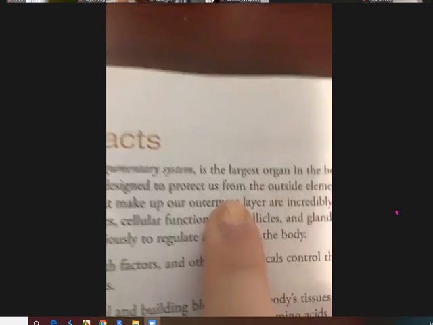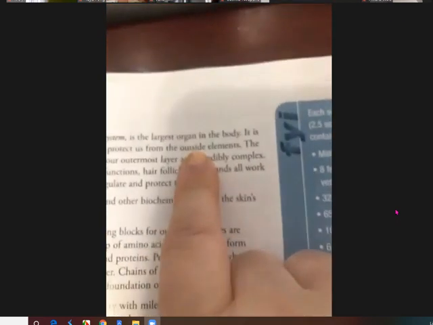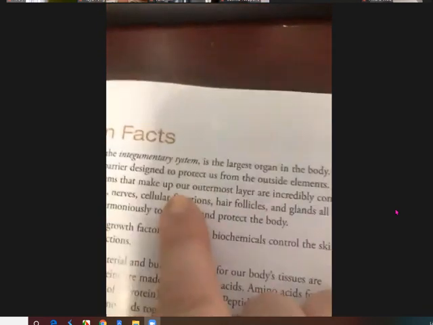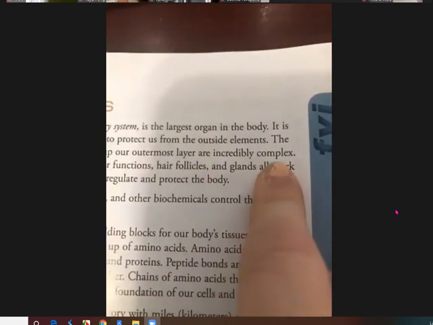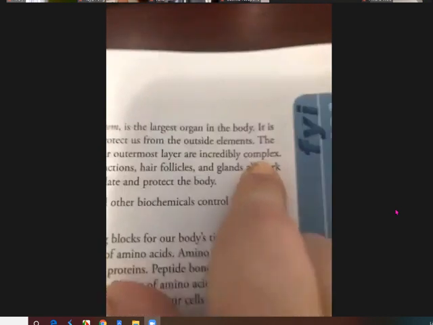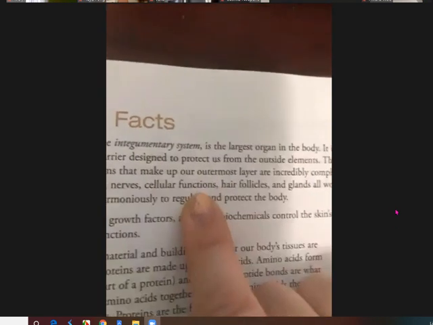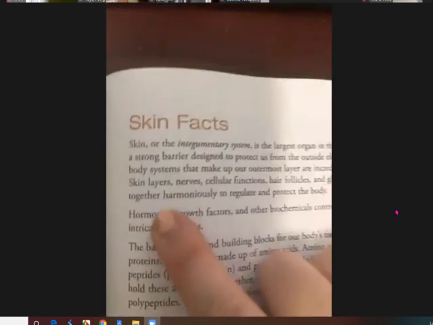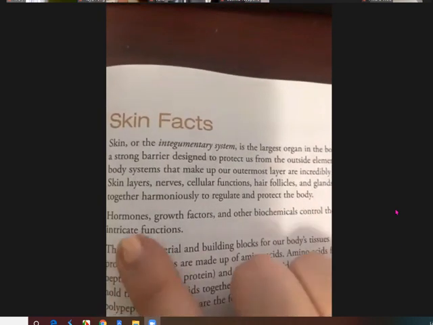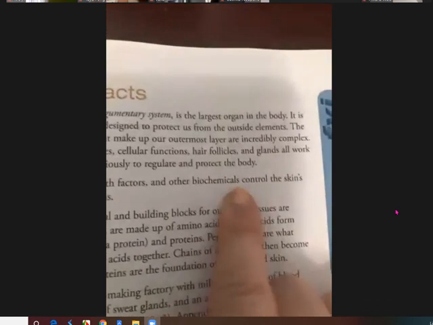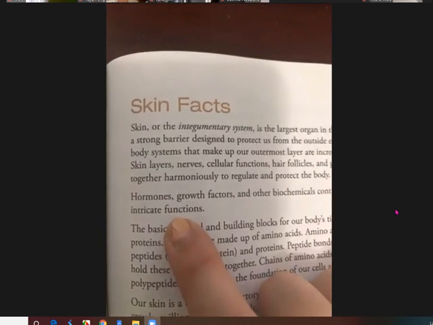It is a strong barrier that is designed to protect us from outside elements. The body system that makes up our outermost layer is incredibly complex. Complex means complicated. So skin layers, nerves, cellular functions, hair follicles, and glands all work together harmoniously to regulate and protect the body. Hormones, growth factors, and other biochemicals control the skin's intricate functions.